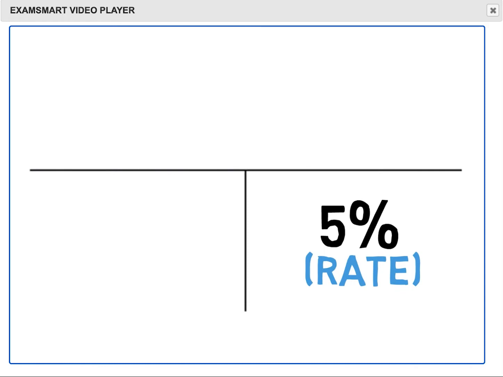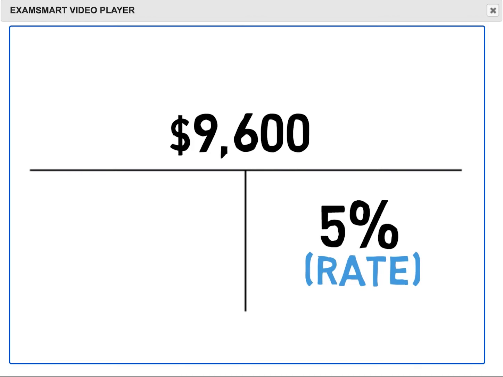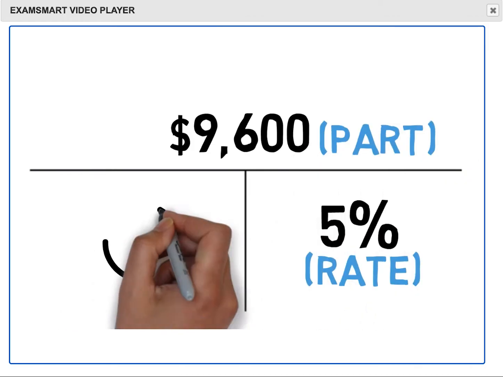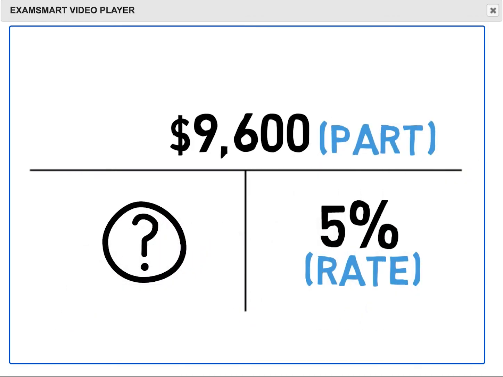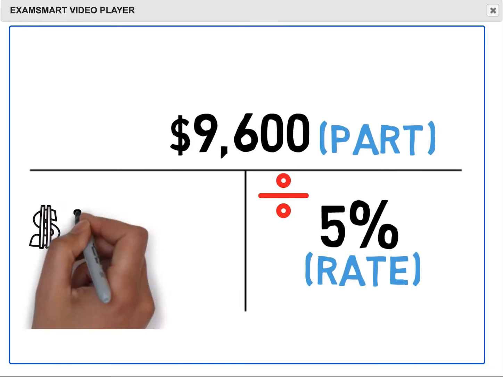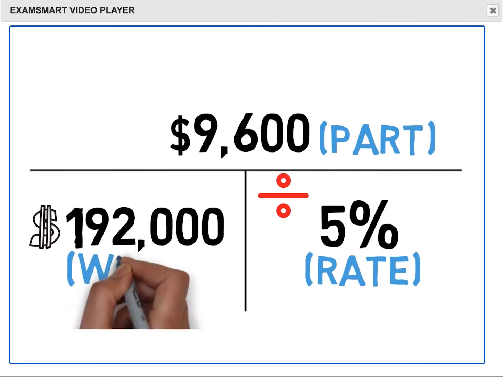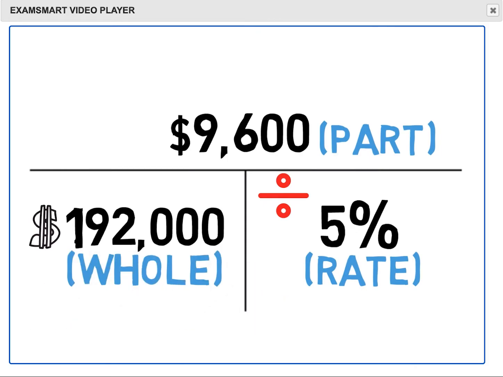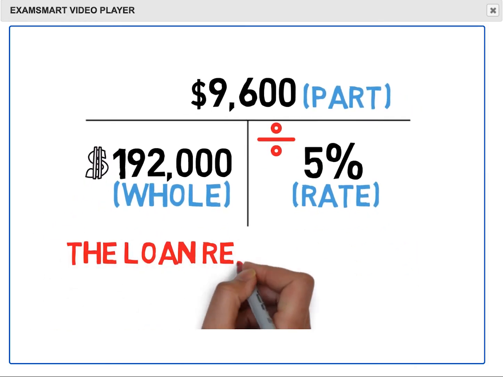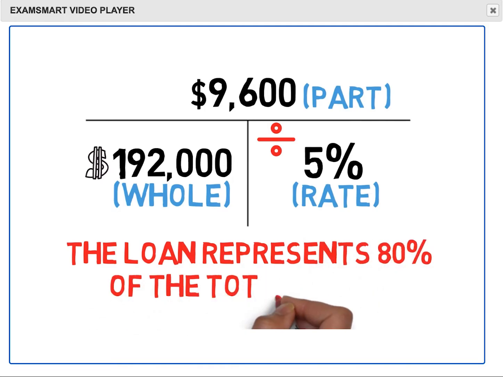The $9,600 in annual interest paid will be a smaller number in relationship to the loan amount. So the $9,600 goes up on top. We therefore take the top number and divide by the bottom number. So we will take $9,600 and divide by 5% to give us our whole amount, or loan amount, of $192,000. Once we have this number, we know that the loan represents 80% of the total value.